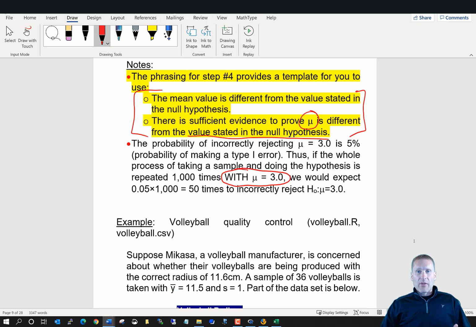So this 5% then goes back to the actual sampling process of repeatedly taking samples. On average, we would expect 5% to get it wrong. Okay, let's take a look at another example.